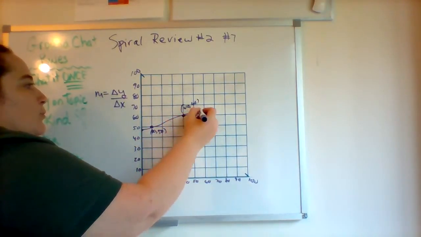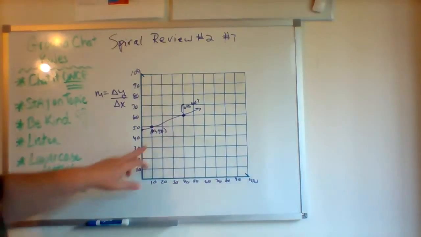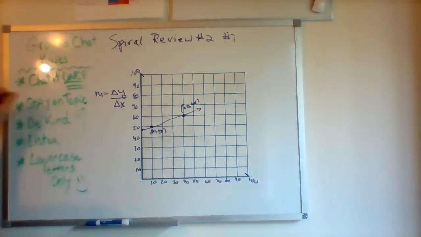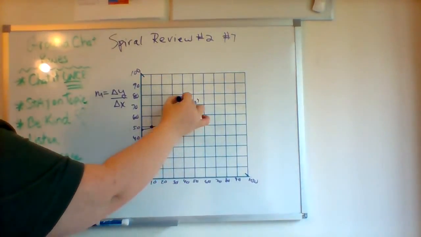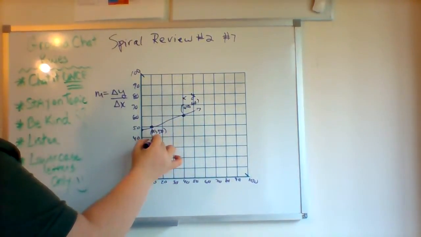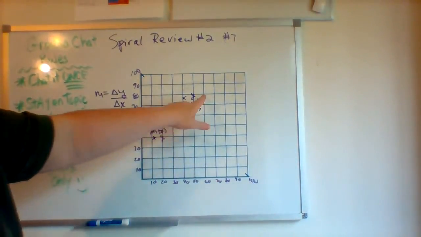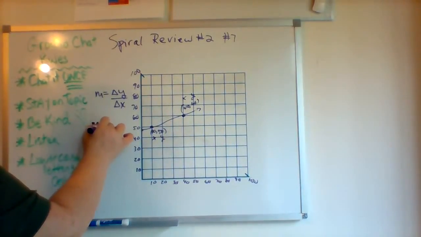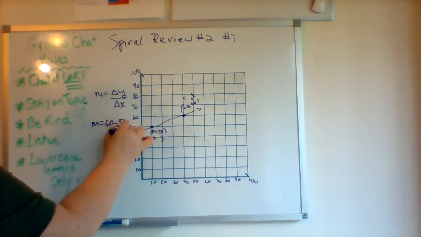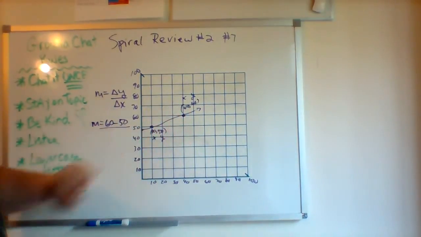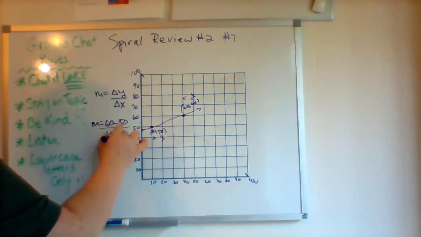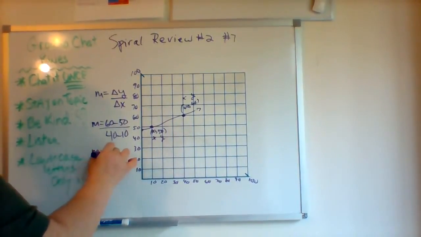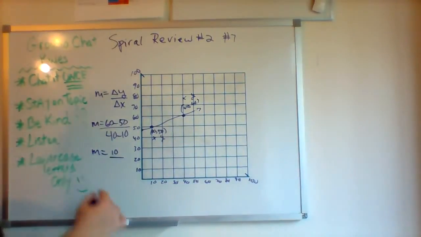And all you need are 2 points to make a line, right? All I also need are 2 points to find my differences. So if this is my x and this is my y, this is my x and this is my y, all I have to do is take one and subtract the other. So m equals 60 minus 50 on top, and then 40 minus 10 on the bottom. Well, what's 60 minus 50? What's 40 minus 10?